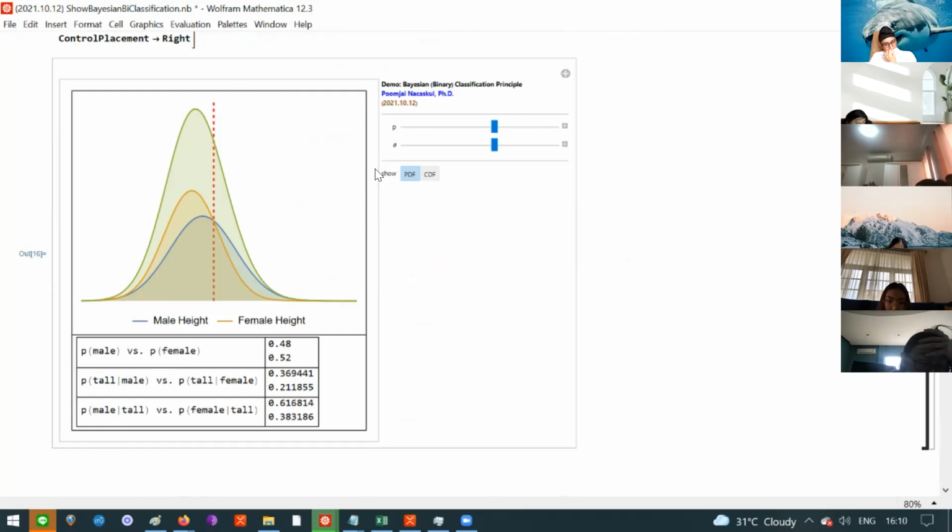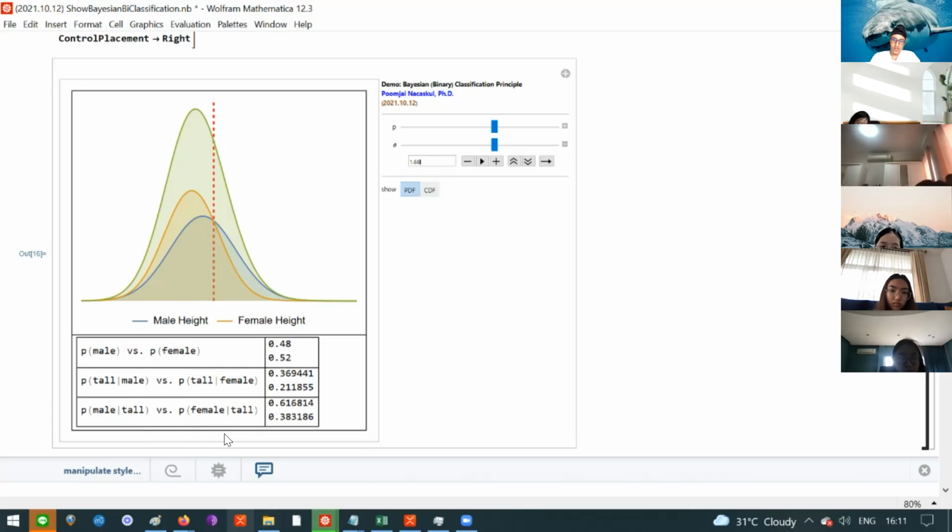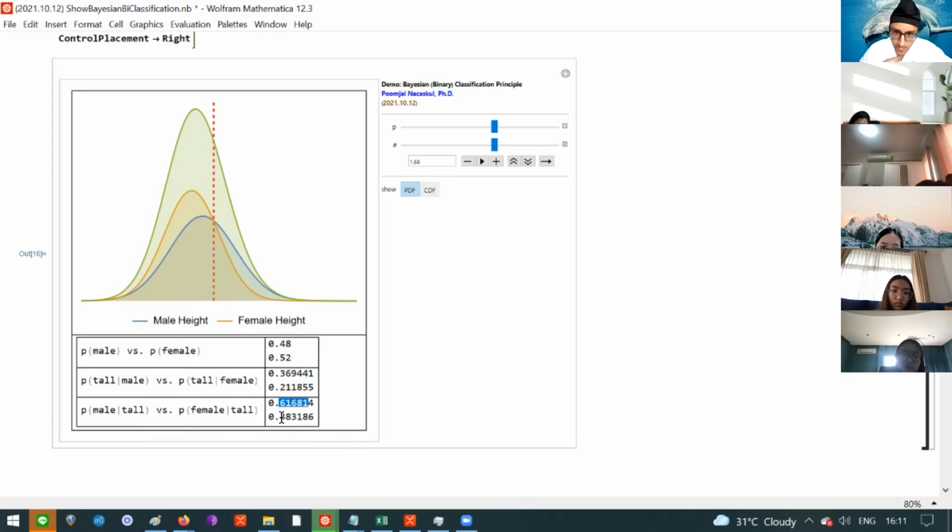But the key inversion that we showed in the Bayesian theorem is that I want the probability of male given tall. Notice that I made this red line happen to be the intercept of this curve, but that's just coincidence. The point is, right now, if somebody is taller than 1.68, I'm going to guess it's a boy. And that probability is 61 to 39, or 62 to 38. So the odds are it's going to be male.